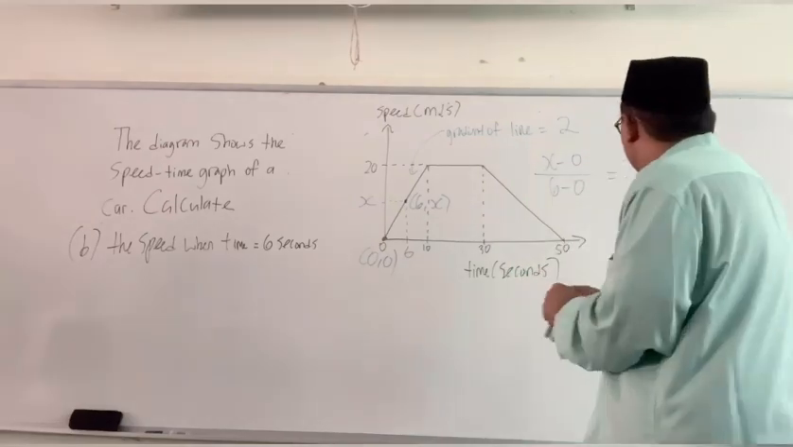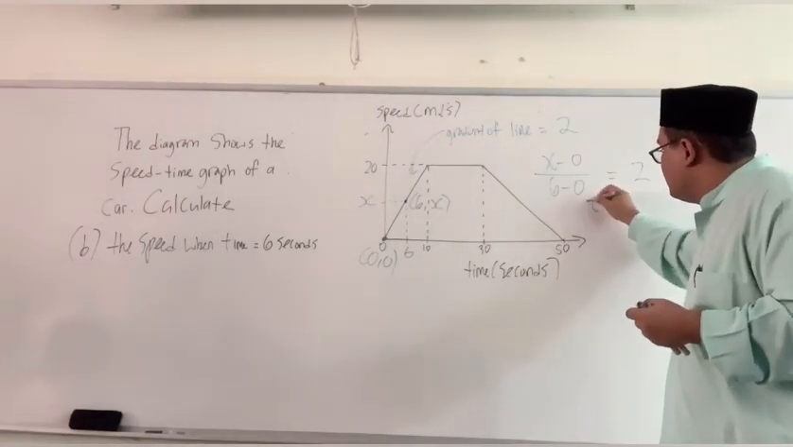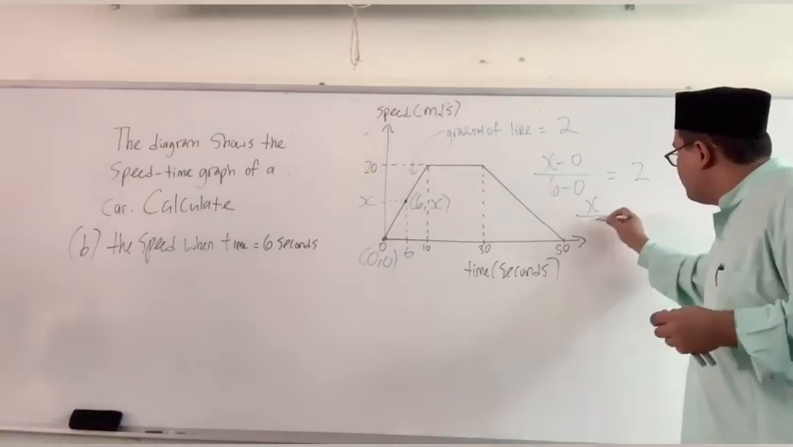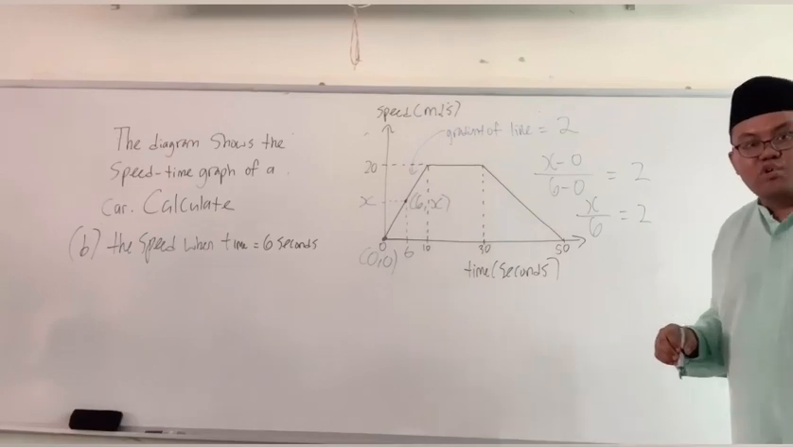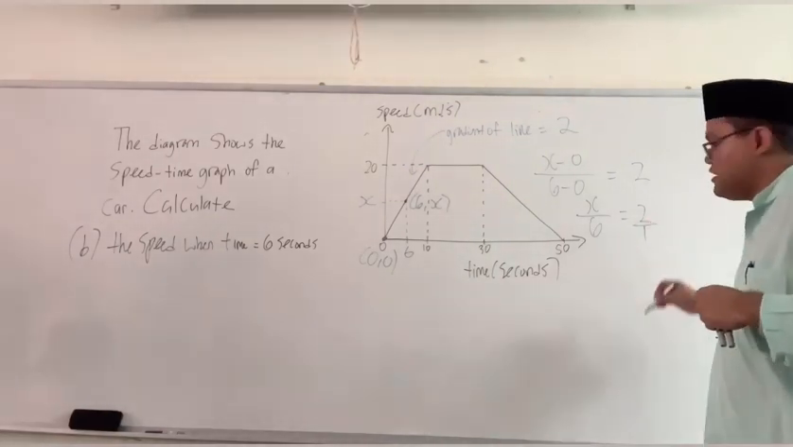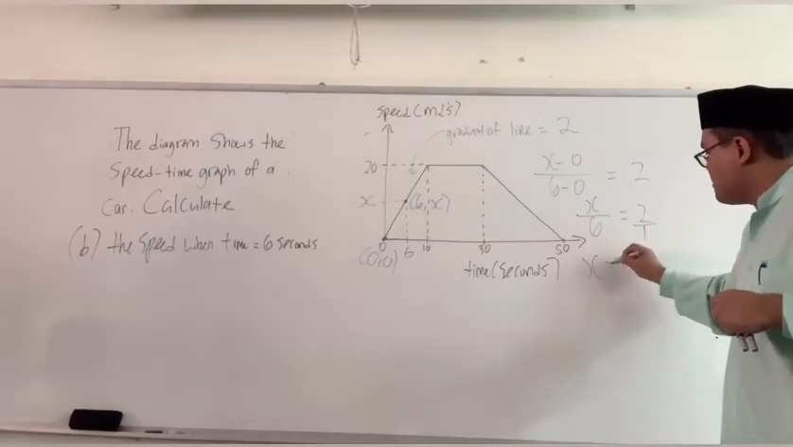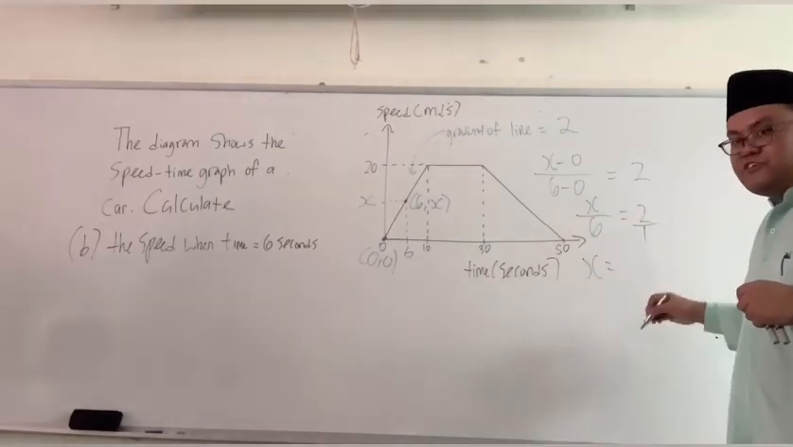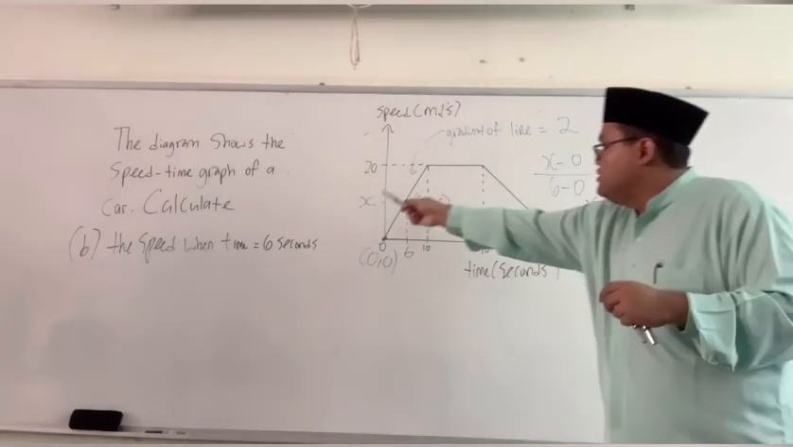Okay? So let us solve this algebra. X minus 0 is x. 6 minus 0 is 6. So what do you do after this? You cross multiply. Okay? Because 2 is just 2 over 1. So cross multiply, x times 1 is x. 2 times 6 is 12. And thus our answer is 12. So this value is 12.